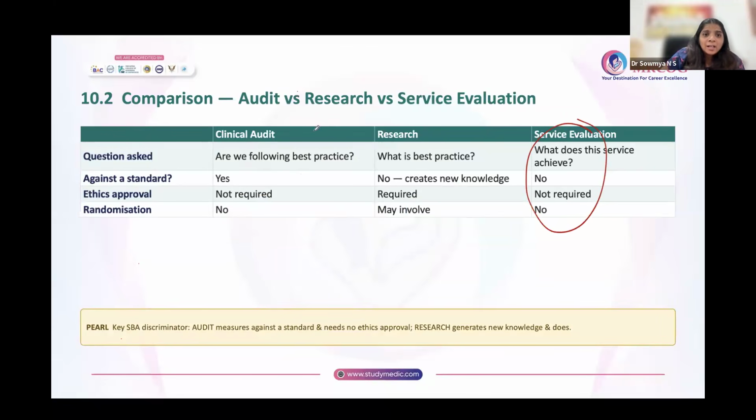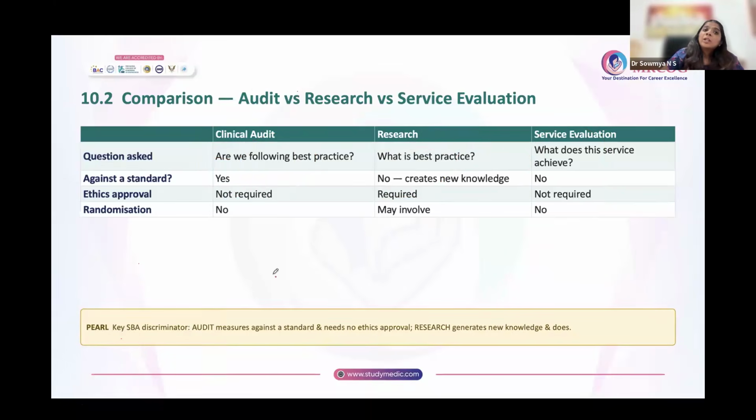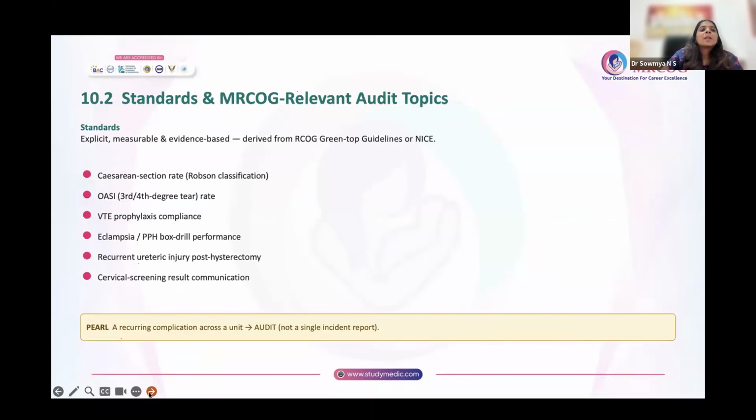As I said, audit is, are we following the best practice? There is a practice. Are we good enough? Are we actually following? Research, what is this best practice all about? Correct? Against the standard, yes, audit is done. Research, no, that is new knowledge. Ethical approval, very, very important. Audit doesn't need an ethical approval. Research needs one. Randomization, audit doesn't involve. Research does involve. I think Avinash was speaking about so many different methods. You need to know randomized control trial, double and single, all those things. So remember, audit and research are two different parts of the game.